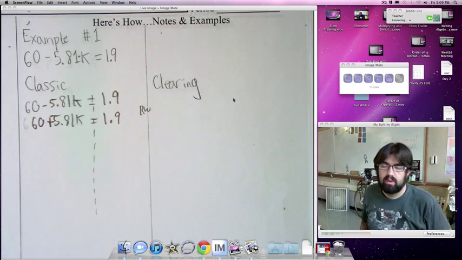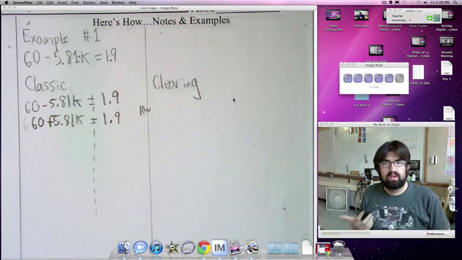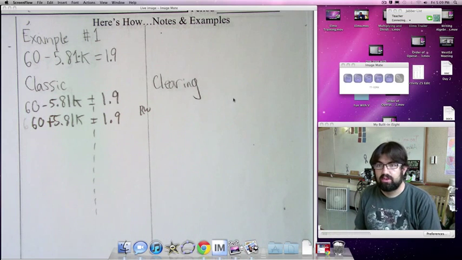Now, here we go. What am I going to do first? Well, negative 5.81 is multiplying to k, so I'm not going to do that one first.